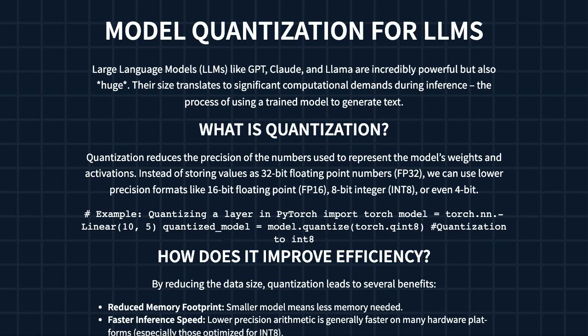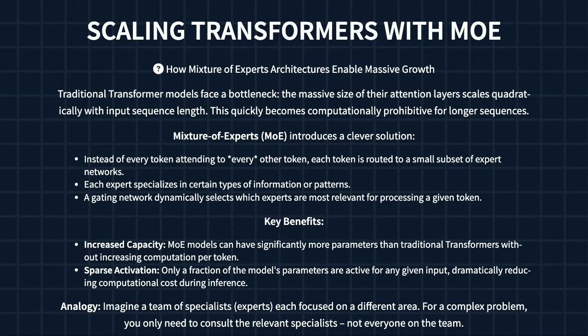Instead of using 32-bit floating point numbers, which are super precise but bulky, we can use lower precision formats like 16 or even 8 bits. This dramatically reduces the memory footprint and speeds up how quickly the model can generate text. It's a win-win for efficiency and speed. Okay, let's talk about how we can make these huge transformer models actually work efficiently.